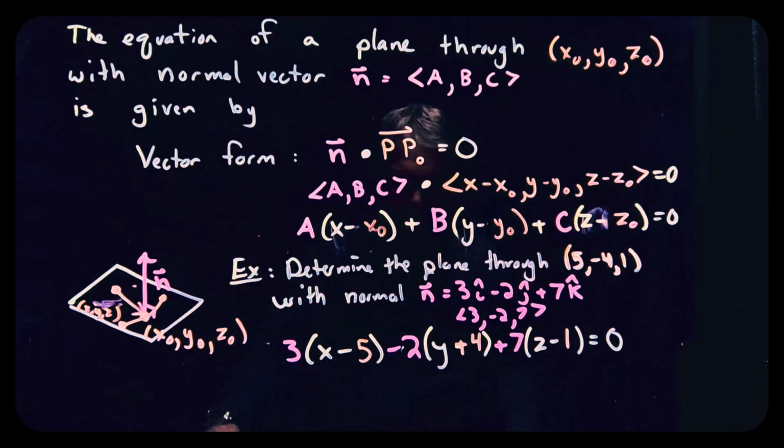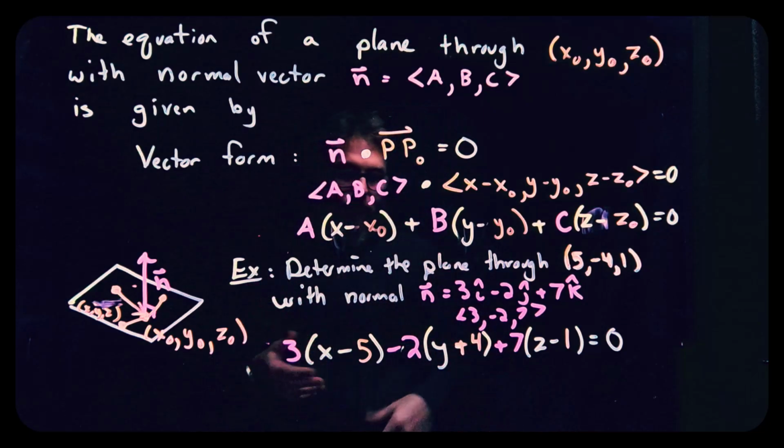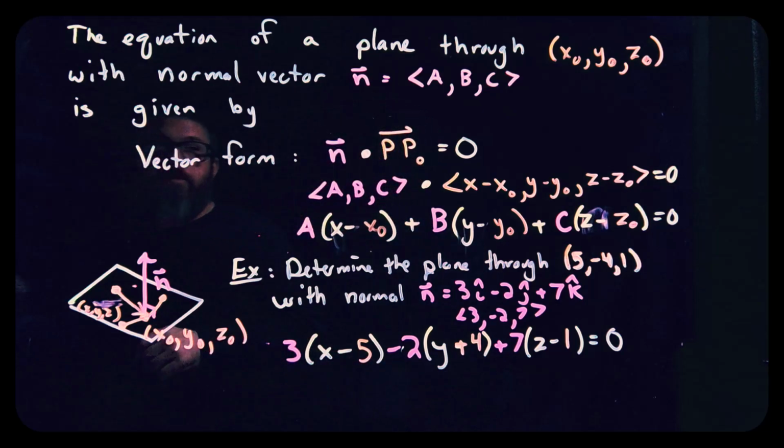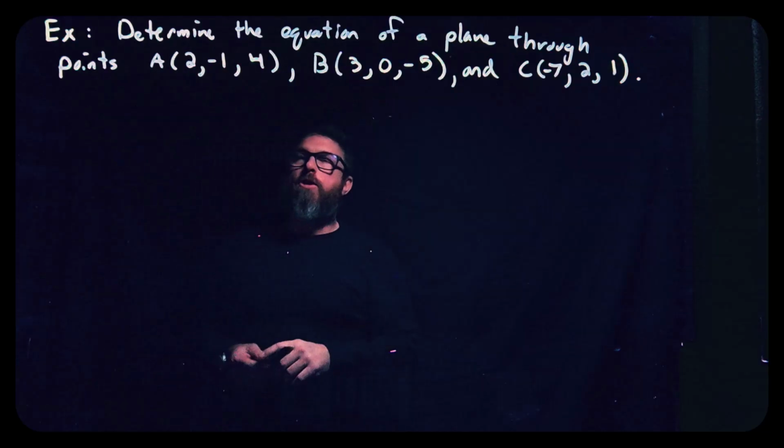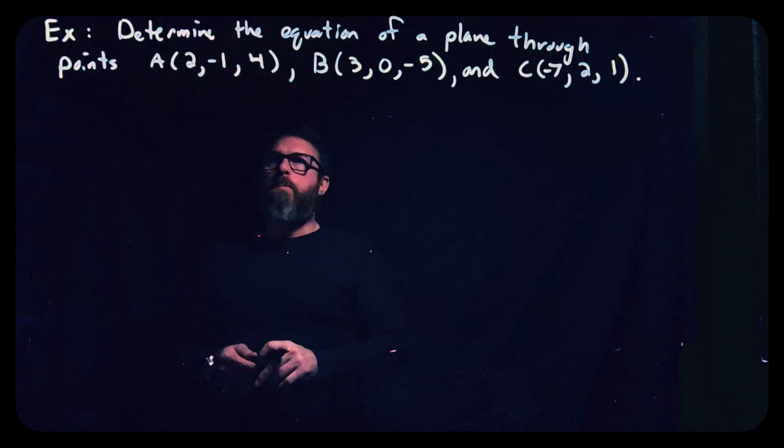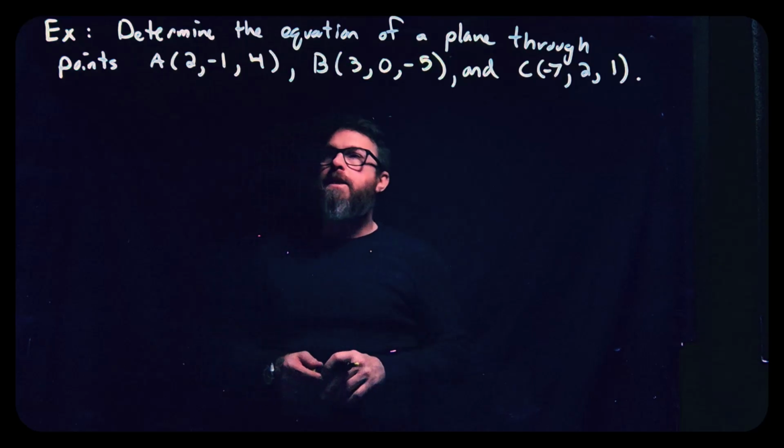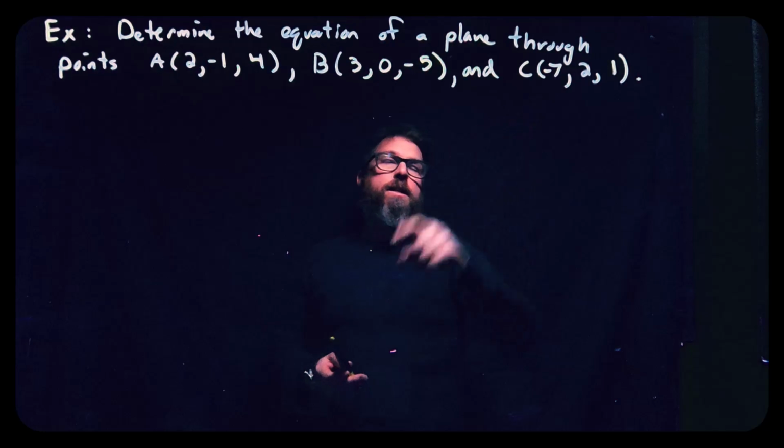So it's a really classic equation. You can almost guarantee that you'll see that in a Calc 3 class when you're learning your three-dimensional geometry or algebra. Right, so here's our example. Determine the equation of a plane through the points A, B, and C. So A given by this, B this, and C this.